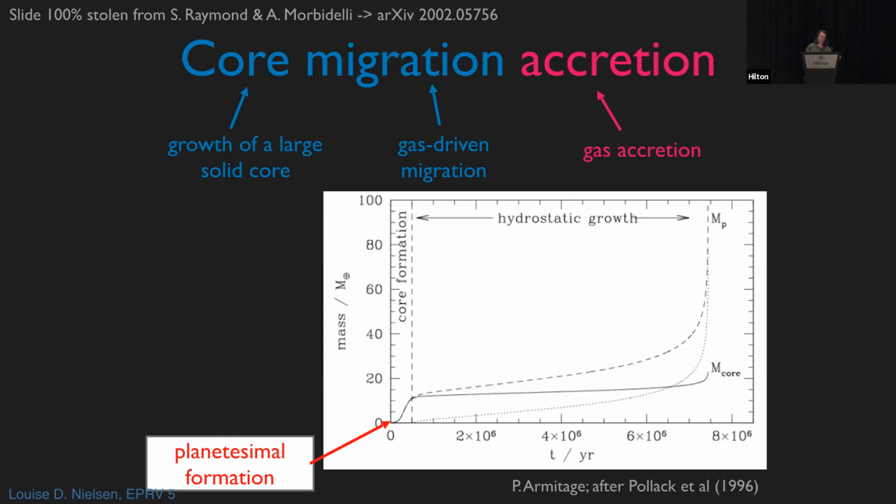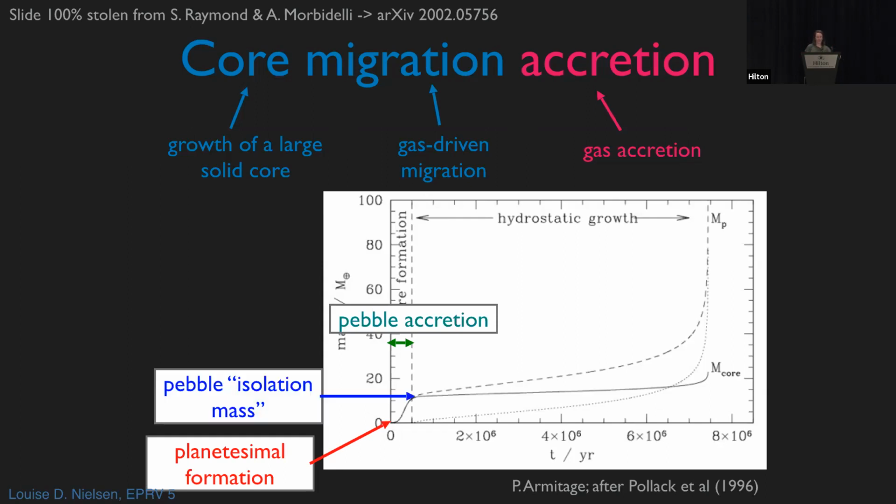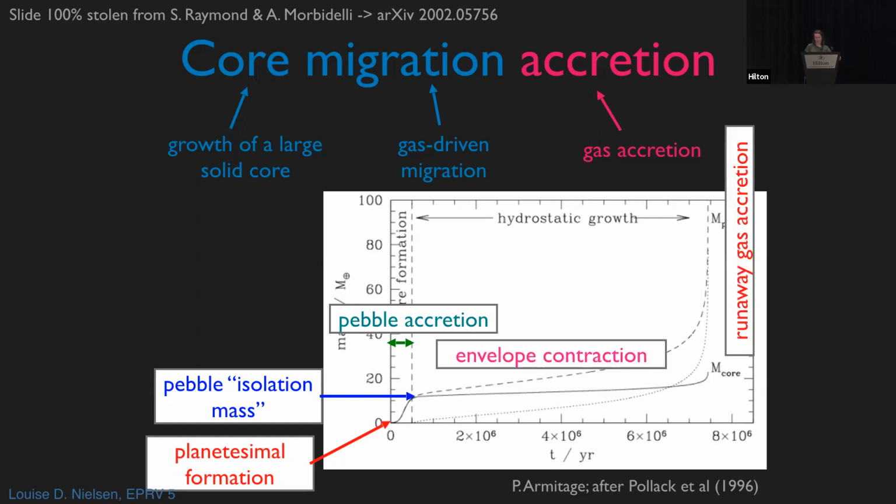So we start out with creating a planetesimal that will then accrete somehow. I think pebble accretion is what most people will subscribe to these days until you reach a pebble isolation mass. Then over time, your envelope will contract up until the point where you have so much mass in your core that you have a runaway gas accretion effect.